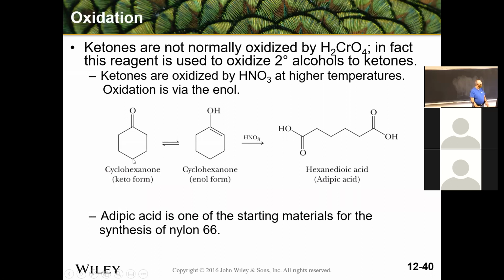And here's an example. Okay, notice what happens here is the ring actually gets opened. We get 2 carboxylic acids. So cyclohexanone is converted to hexanedioic acid or adipic acid. And then there's a note down here. Adipic acid is one of the starting materials for making nylon 6,6.